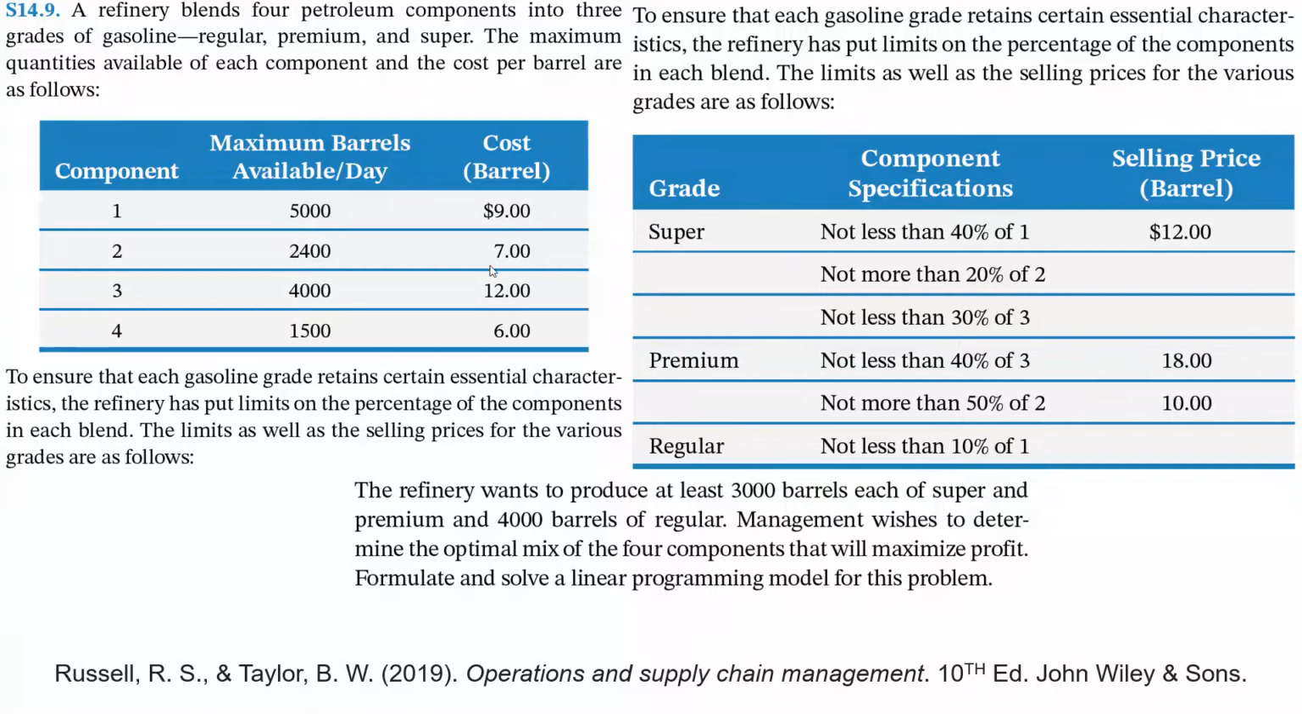This is a problem taken from the Russell and Taylor 10th edition. Problem number 9. This problem says that this company is going to make 3 different brands of blends of gasoline: the regular, premium, and super blends. The components they mix to make this gasoline, their cost and availability in barrels, and the restriction given for how you mix to get all these 3 different blends.